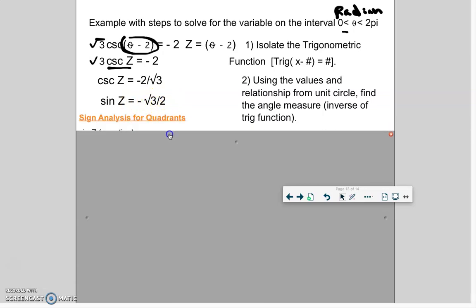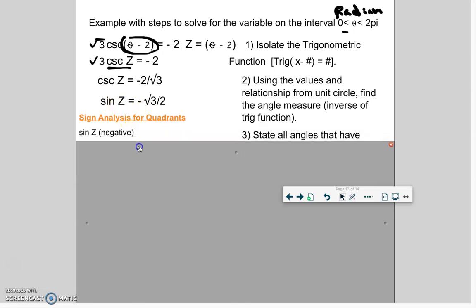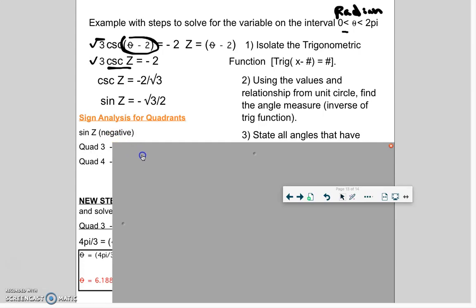And now this is where I'm using my unit circle. I'm going to do my sign analysis. Where is sine negative? Sine is negative in quadrants 3 and 4. And then, more importantly, I know that sine is opposite over hypotenuse. So that means square root of 3 over 2. What is always opposite square root of 3 is a 60-degree angle. So my reference angle is going to be pi over 3, or 60 degrees.